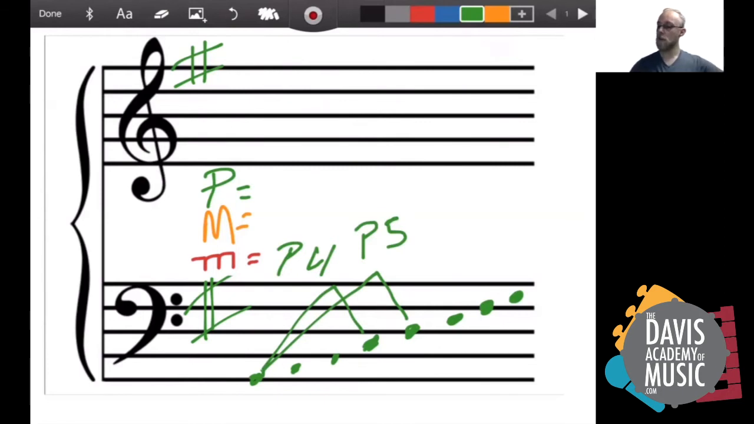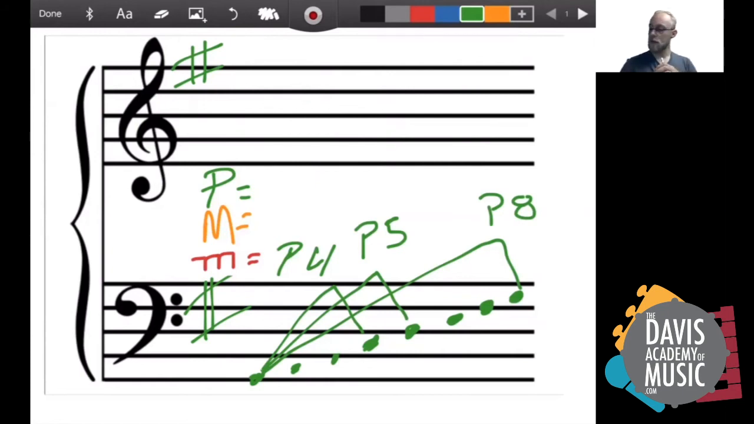And of course, from our bottom to our top note, G to G, is what we call a perfect octave. So there's no such thing as a major octave, no such thing as a minor octave. There's no such thing as a major or minor fourth or fifth. It's always going to be a perfect fourth, perfect fifth, and a perfect eighth.